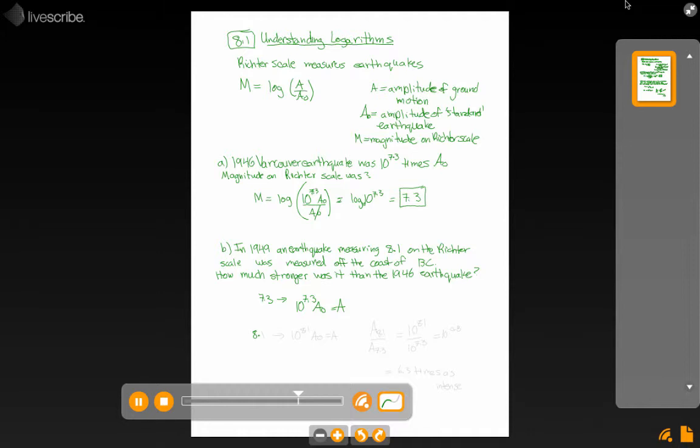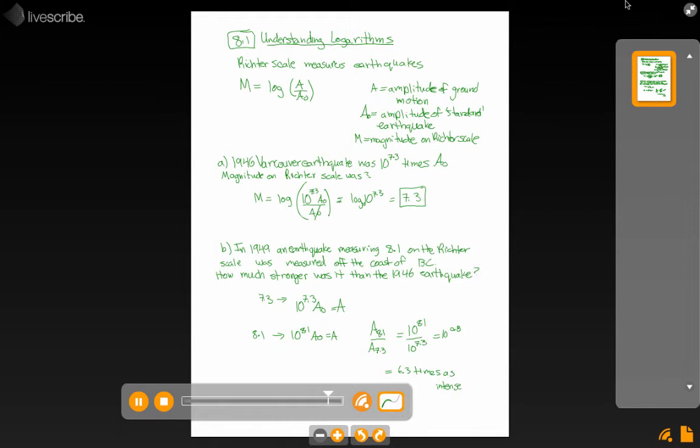If we do the same thing for the 8.1 on the Richter scale, it means that it's 10 to the 8.1 times as big as that A0. That's the amplitude of this one. So if I take the larger one, the 8.1 amplitude, and divide it by the 7.3 amplitude, I'm going to have something that looks like this: 10 to the 8.1 over 10 to the 7.3. Same base, so I can subtract the exponents, which gives me 10 to the 0.8, and 10 to the 0.8, if you try that on the calculator, gives you a number that's just a little bit more than 6. It's about 6.3 times as intense as the earlier earthquake.